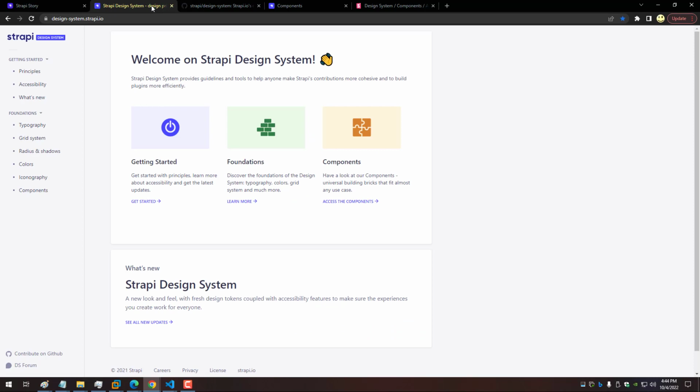Also, the Strapi Design System can be found here, design-system.strapi.io. It helps you to understand the thinking behind the product and some of the components, typography and colors, the grid system, and much more. So you can dig through this information to help you understand the Strapi design system better.